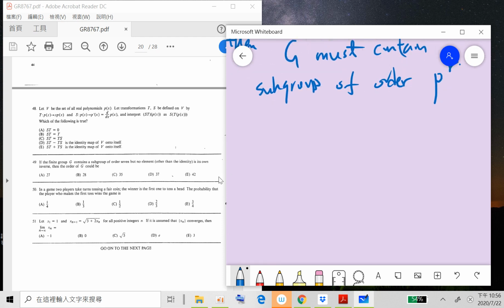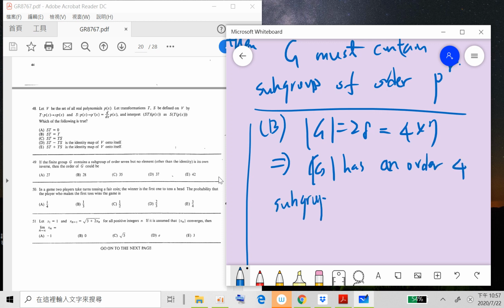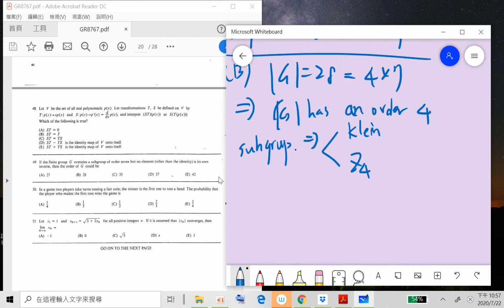Okay, so for B, if the order of G is 28, then I can write it as 4 times 7. So that means G has a subgroup of order 4. There are two groups of order 4: one is the Klein group, one is Z4. The Klein group is Z2 direct sum Z2.